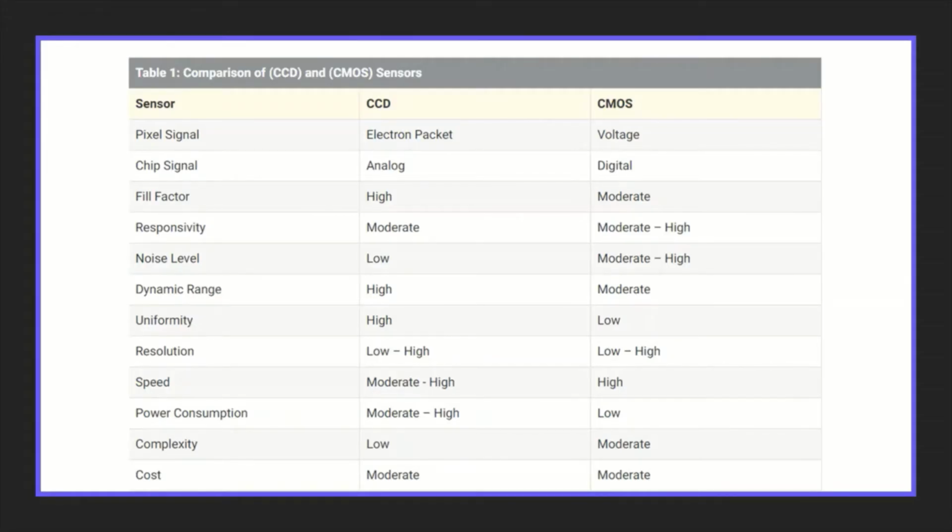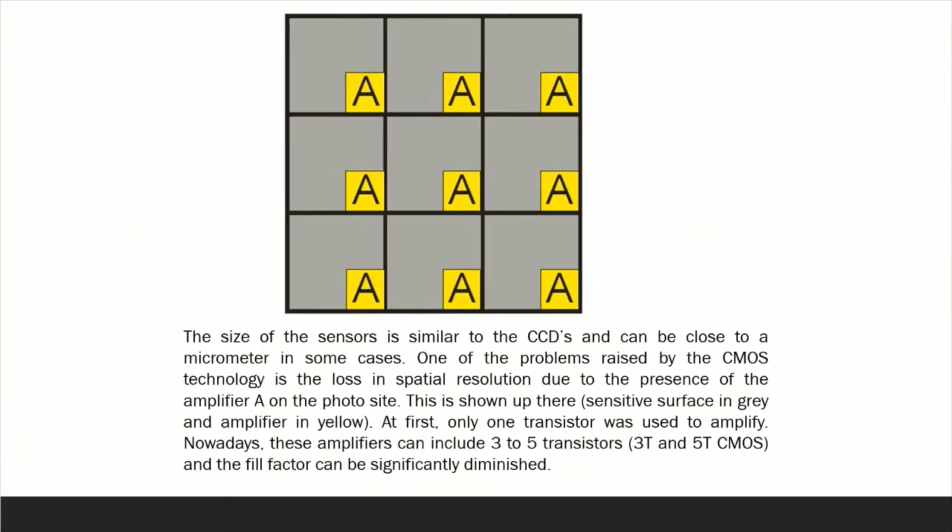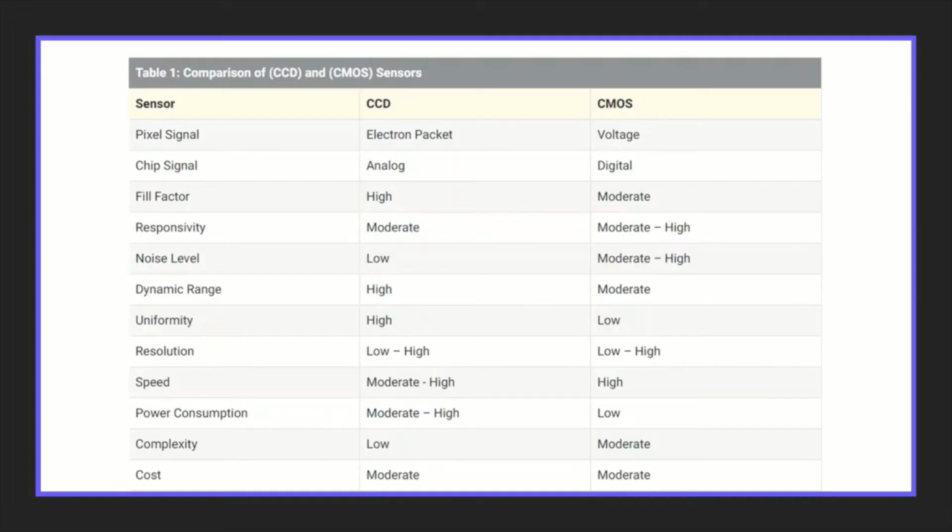Now you're gonna see a table which consists of the comparison of CMOS and CCD. Now we're gonna try to talk about the table. If we're gonna talk about the advantages of CCD, we can say these features.